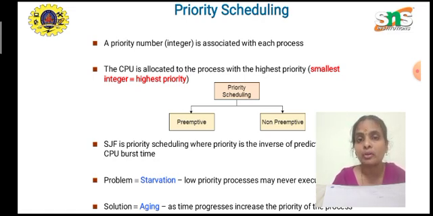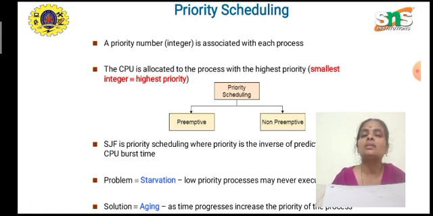And here in priority scheduling we have two types, preemptive and non-preemptive. I hope you all know about preemptive and non-preemptive, which we have seen already in the SJF. Here I can say that SJF is a priority scheduling because the shortest job is processed first, even when a longest job is waiting inside the ready queue before the shortest job. So this is again a kind of preemptive priority scheduling.